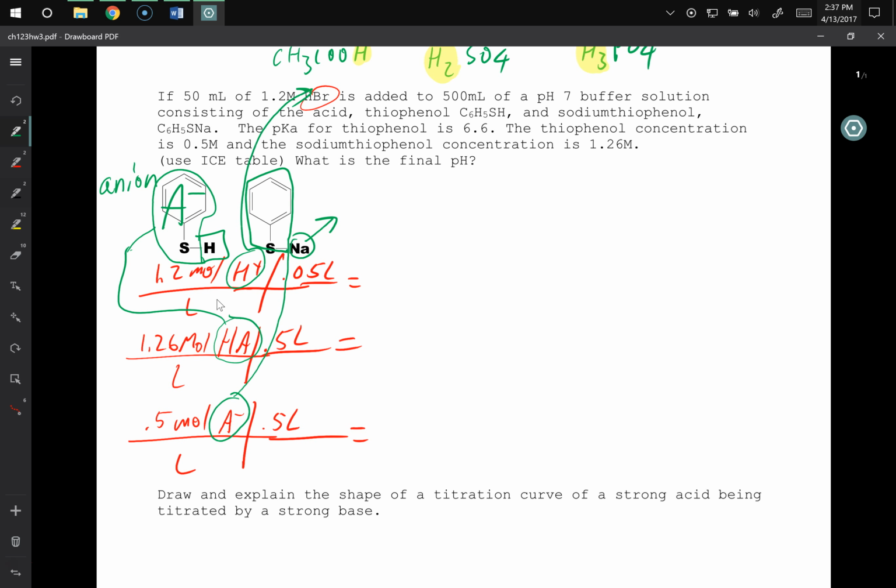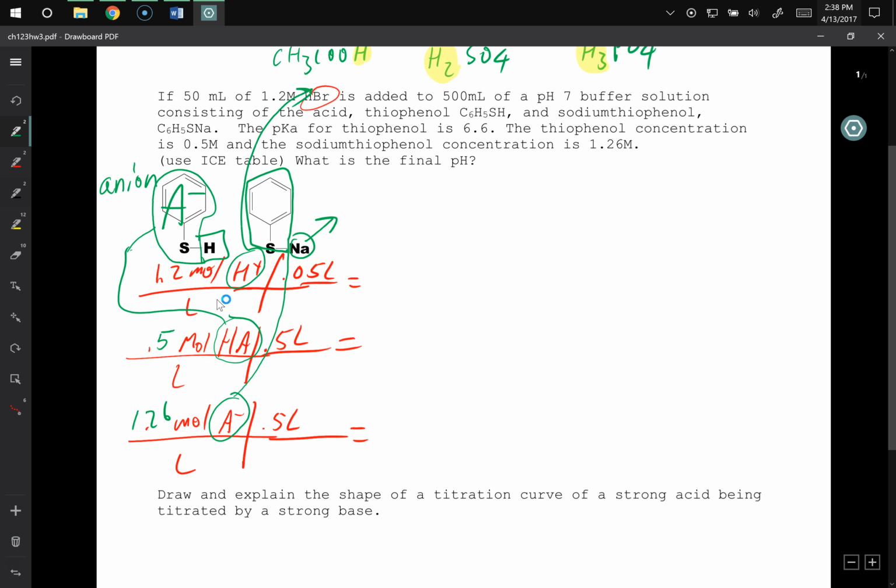I don't think it changes the math, but don't we have those mixed? There's 0.5 of the phenols and 1.26. Oh yeah, I totally got those guys backwards. Thanks. This one is 0.5 and this one's 1.26. Okay.